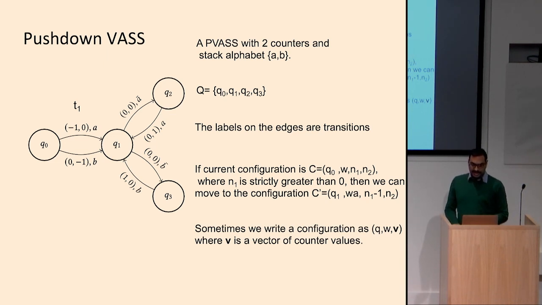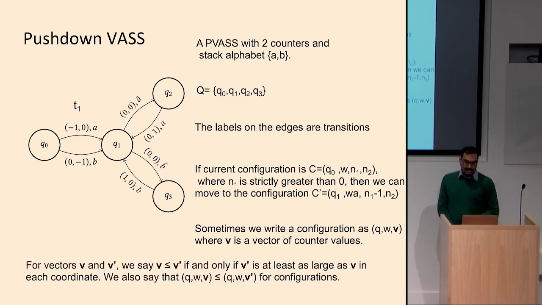Sometimes we just write the configuration more succinctly as Q, W, V, where V is the vector of counter values. We also define an ordering relation on vectors V and V prime. We say that V is less than or equal to V prime if V prime is at least as large as V in each coordinate. And we extend this notion to configurations, where the state and the stack content are the same, but V is smaller than V prime.